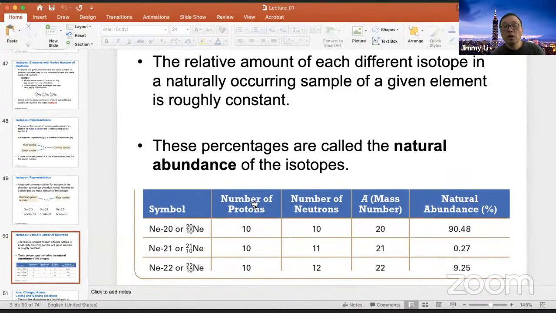Again, we'll still talk about neon here. This chart just shows you the natural abundance of these isotopes. Neon-20 accounts for 90.48% of that entire element. Neon-21 accounts for 0.27%, only a quarter percent. Neon-22 accounts for 9.25%.